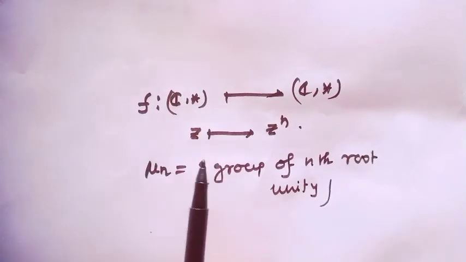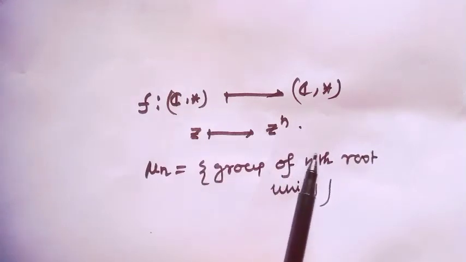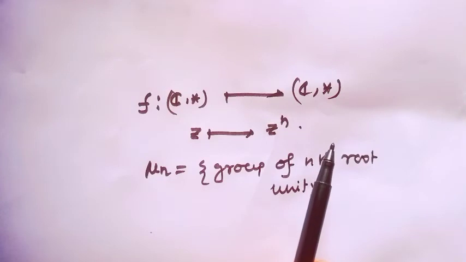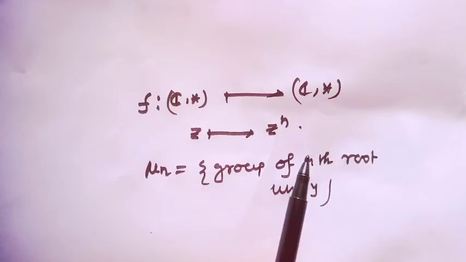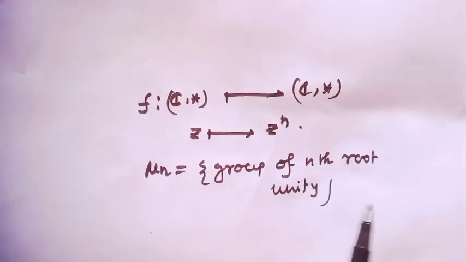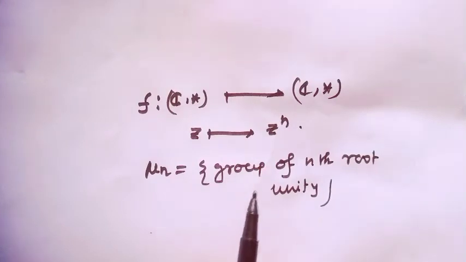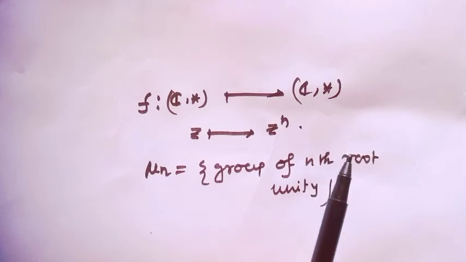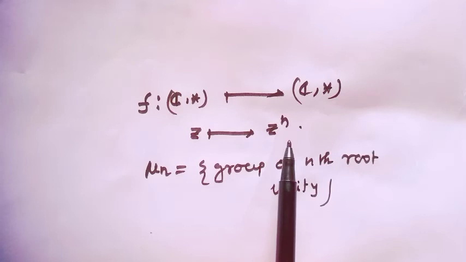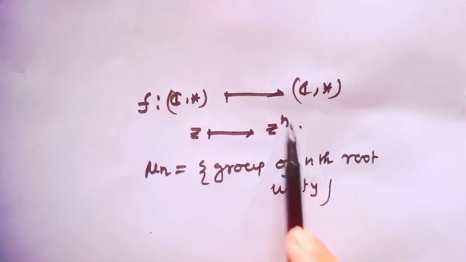Because kernel means the set of all complex numbers such that z to the power n equal to 1. And this is the set of all nth roots of unity. It contains n numbers. This is the kernel. Are you getting? And this map is not 1-1 but onto. Because here the image contains the whole set of complex numbers.